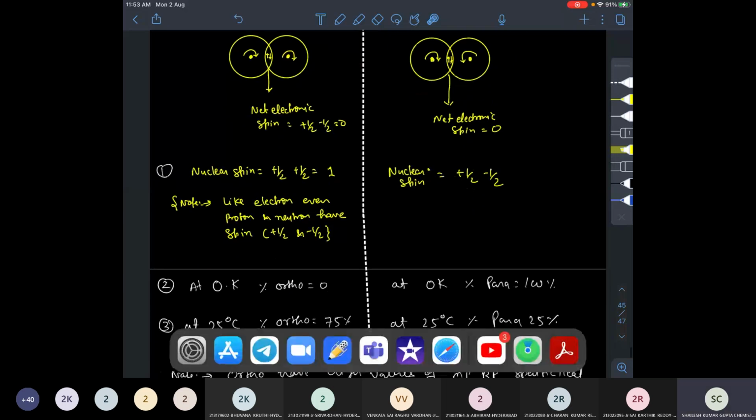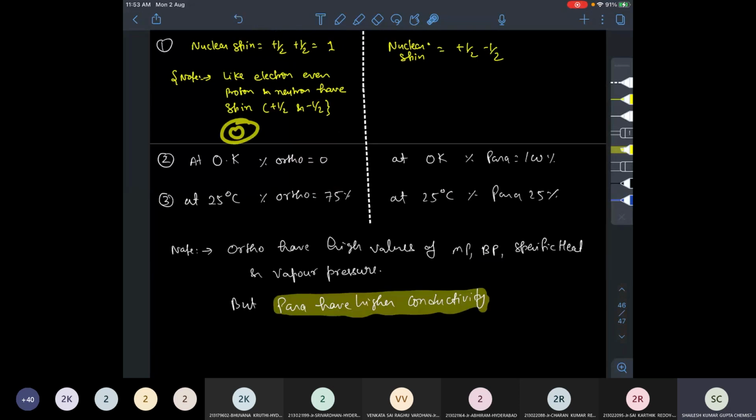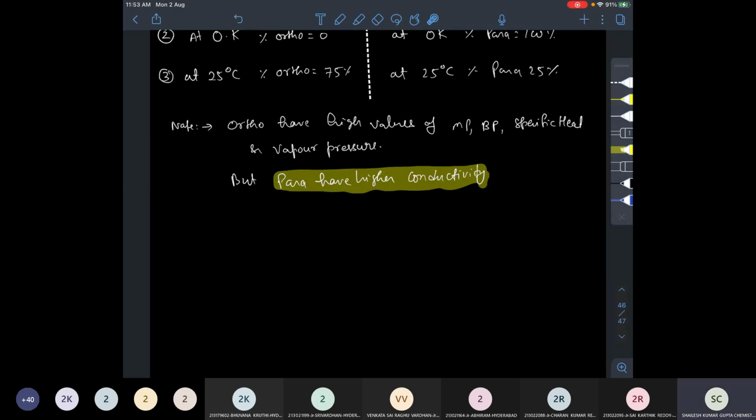And the other properties, as I told you, at 0 Kelvin, percentage ortho will be 0. You can remember this as ortho is having O, which is referring to 0. So you can just correlate like that. You have to apply your logic to remember these facts. It's up to you guys. So this is ortho and para hydrogen. Fine. So we studied about the different isotopes and associated properties, nuclear isomers, ortho and para. Now we'll be studying about different forms of hydrogen.